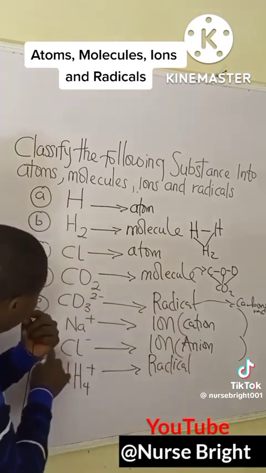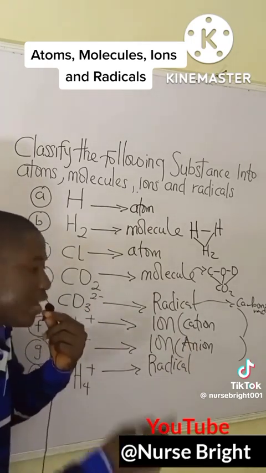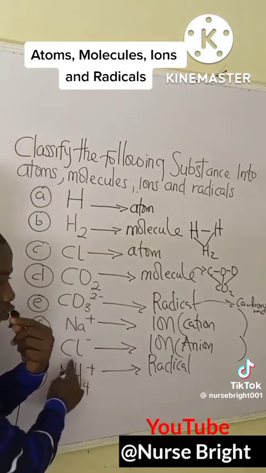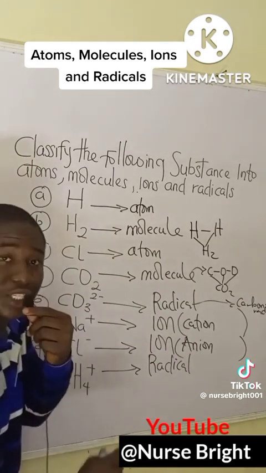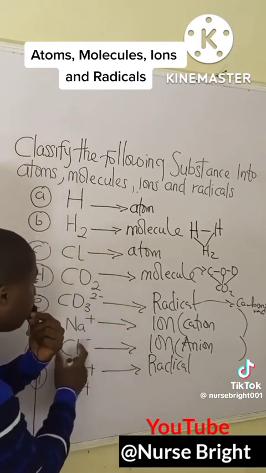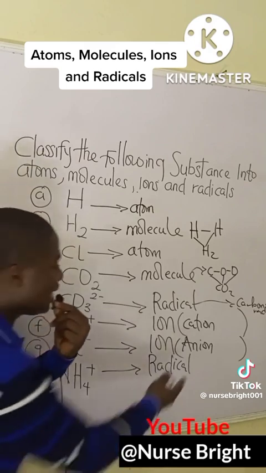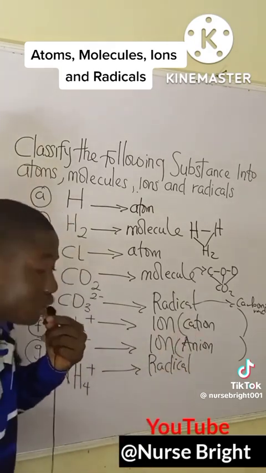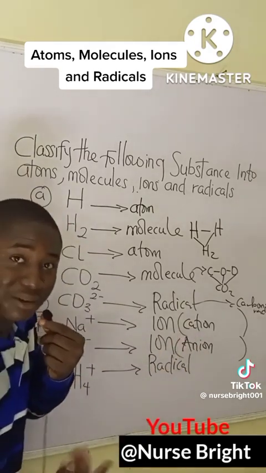a cation. Now for option G, which is Cl minus, this is simply an atom of chlorine, but it is bearing a charge, and this charge here is a negative charge. So it means that this atom will be called an ion, but specifically an anion. And for option H, you already know why it is a radical.